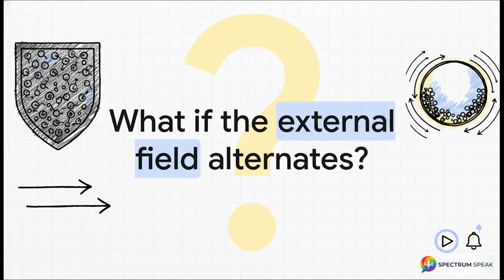Until next time, I really want you to ask yourself, what happens to this electron shield wall if the external field isn't static, but instead it alternates at 1 billion times per second? I'll give you a hint. The charges violently crowd the surface in a phenomenon called the skin effect, and it completely changes the game.